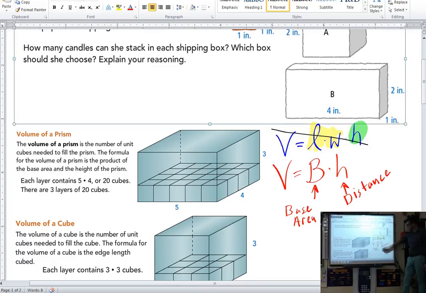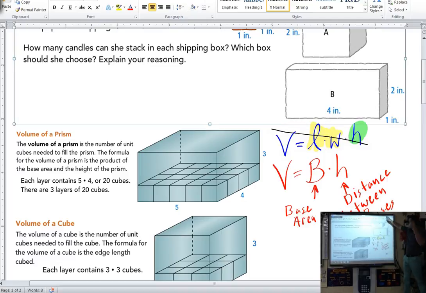Isn't that pretty much just the same thing? It is the same thing if it's a rectangular prism. If it was a triangular prism or a pentagonal prism or a hexagonal prism, the area of this base is not length times width. So that totally changes. This works for any prism. This only works for rectangular. Any questions?